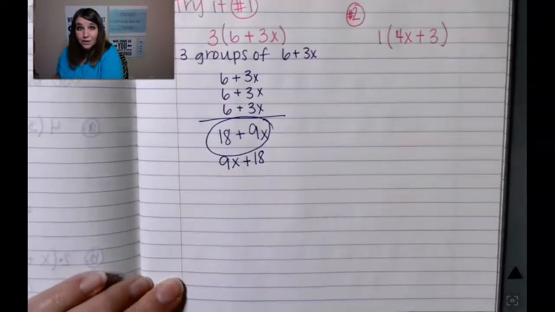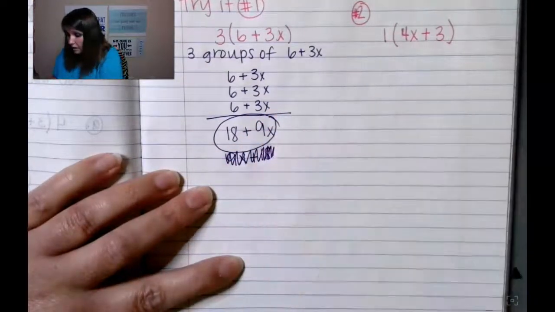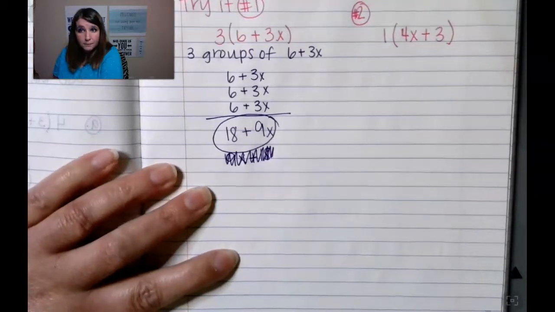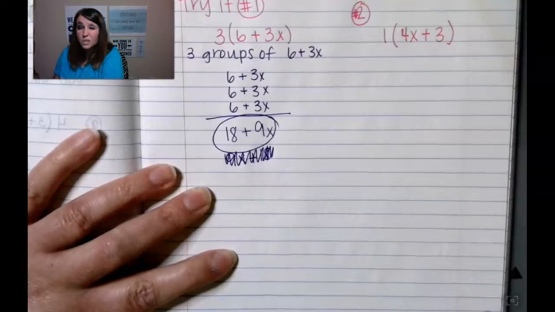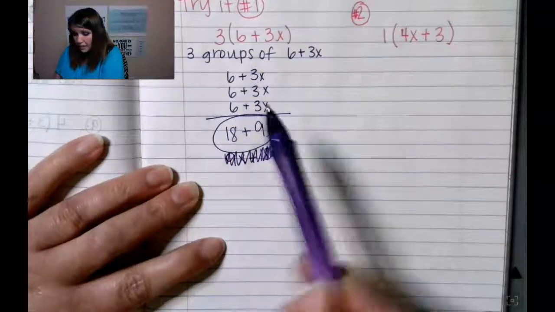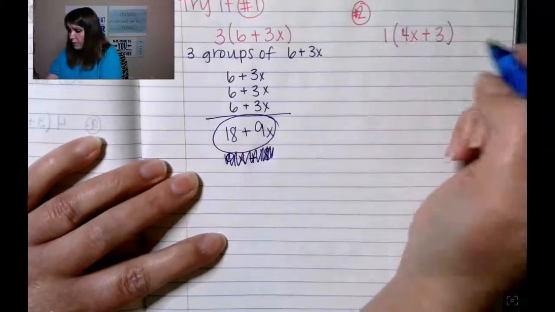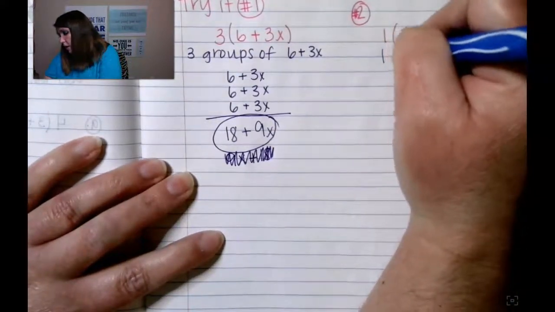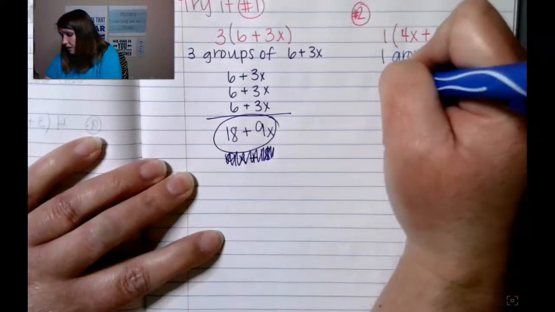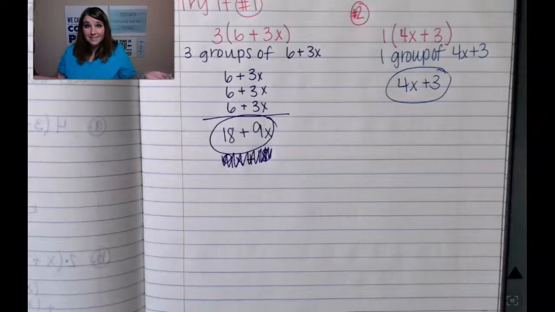Actually, either answer is not okay in this method. It is not okay to write it that way. The reason is because when we get to groups of, you cannot move them. So we'll talk about that tomorrow. I'm sorry, that probably just confused you. Ignore this. 18 plus 9x. Okay, and then the last one. I have 1 group of 4x plus 3. So I have 4x plus 3. That's it. 1 group. That's it.